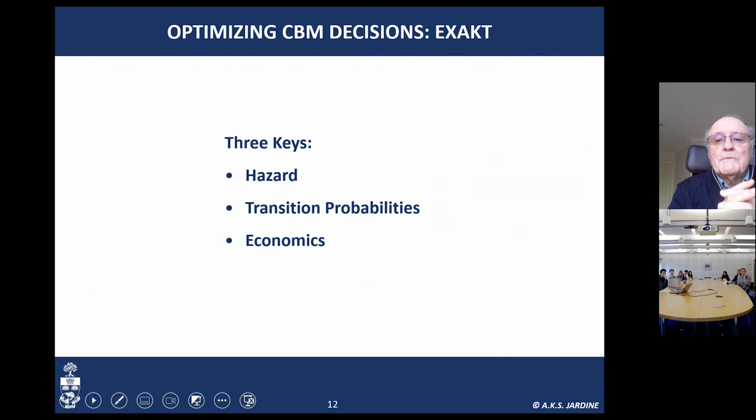So to optimize CBM decisions, we used an approach we called EXAKT. I'll say more about EXAKT afterwards, but there are 3 keys. First of all, you have to estimate the risk of an item failing, the hazard. Then you need to calculate transition probabilities of going from one state to another state between inspections. And then finally, you have to take into account the economics. The Defence Department was interested in bullet points 1 and 2, not so much in bullet point number 3, but industry is very much concerned with bullet point number 3, the economics.